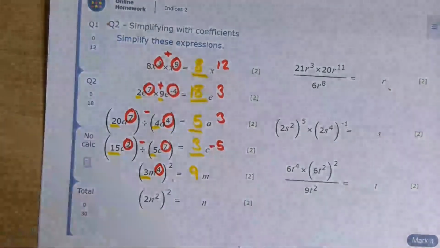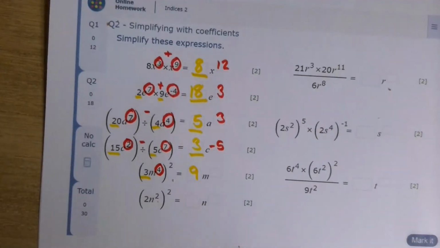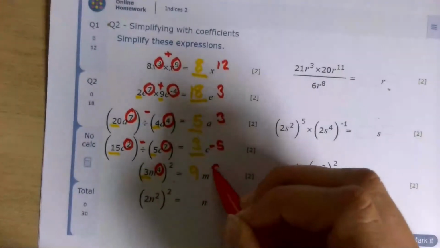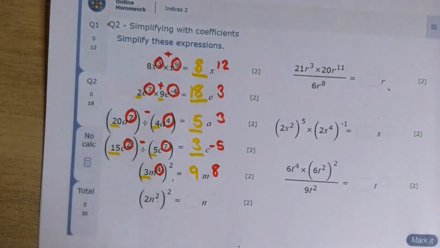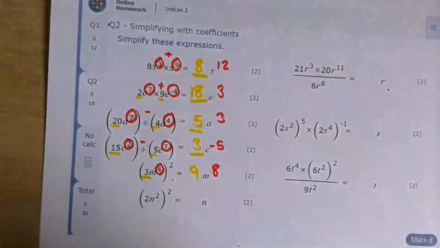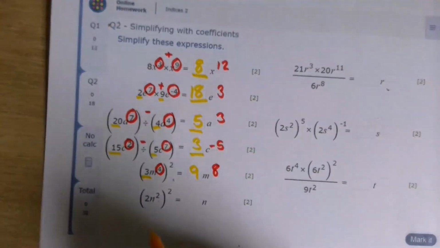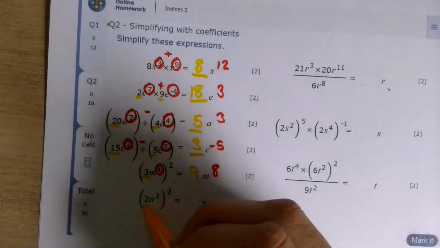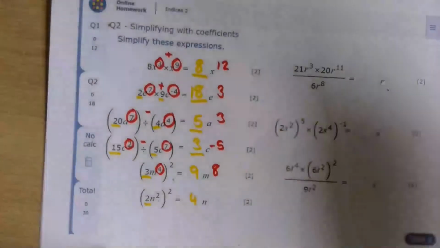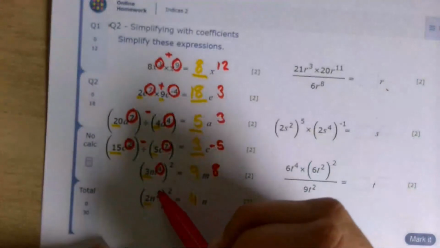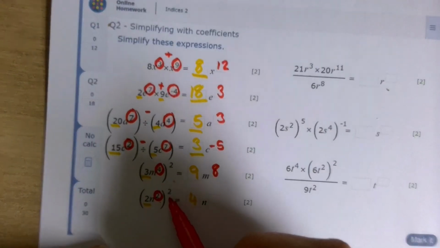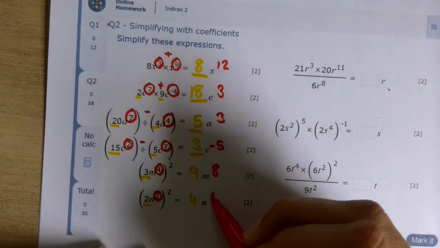And what do we do with the power when it's in brackets? When the power is in brackets, we multiply. So that's 4 times 2, 8. And lastly, for this side anyway, we've got 2 squared, which is 4. And then we've got 2 the power times 2 the outside power, which is 4. So that's 4 to the power of 4.